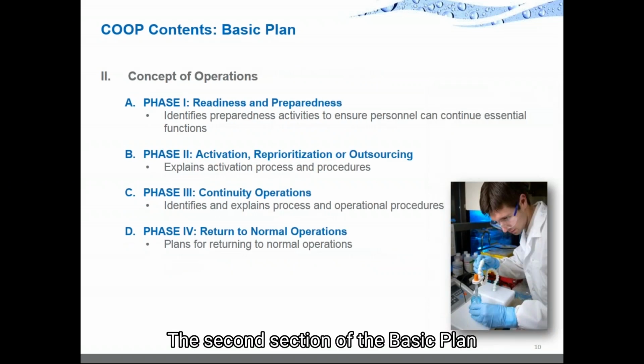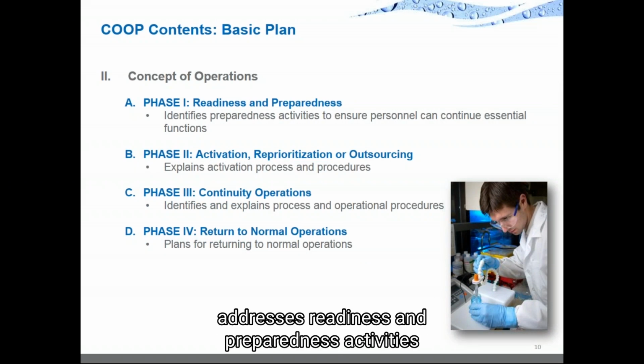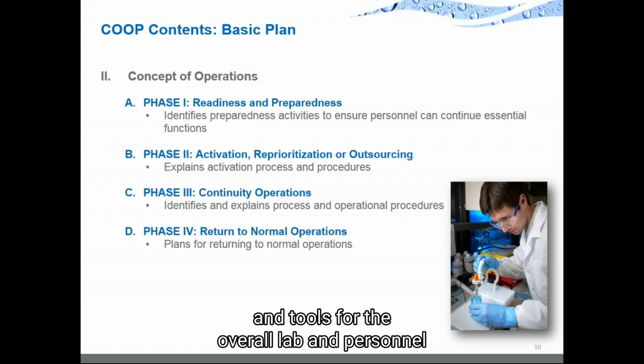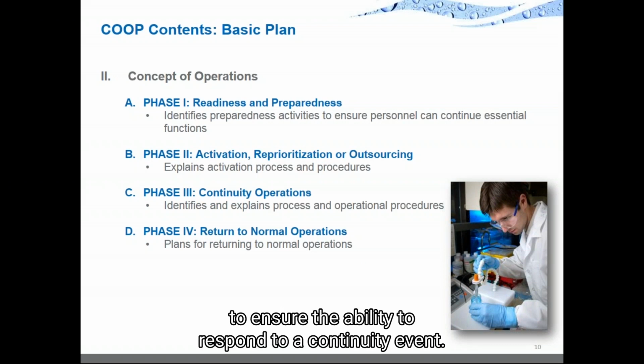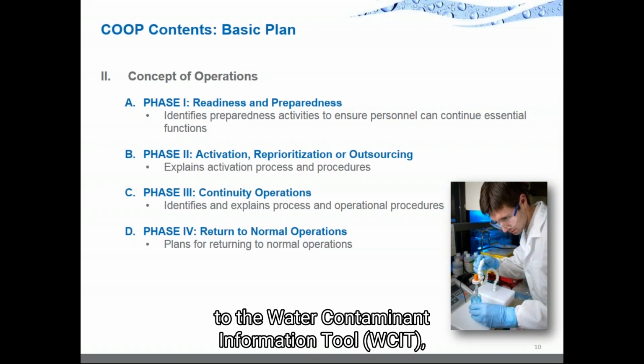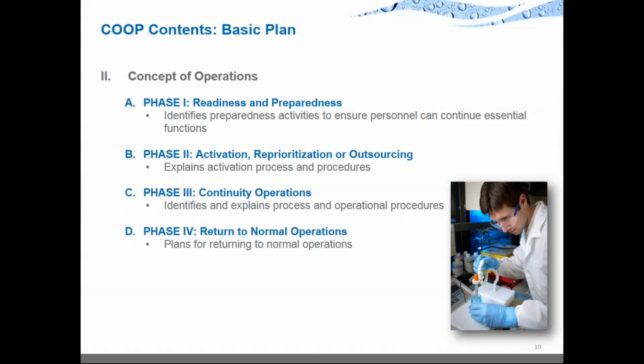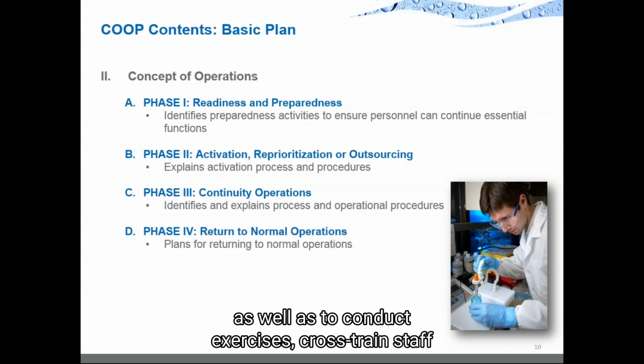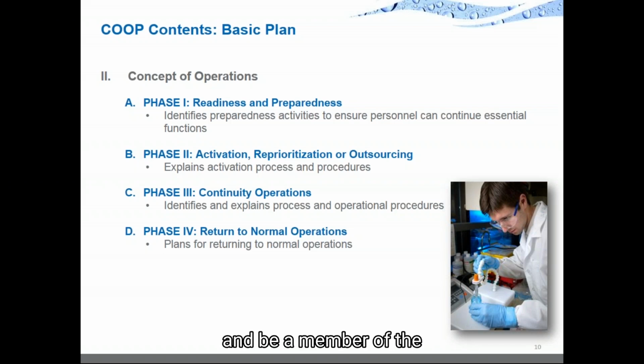The second section of the basic plan is comprised of 4 phases. Phase 1, in the concept of operations, addresses readiness and preparedness activities and tools for the overall lab and personnel to ensure the ability to respond to a continuity event. For example, the lab may incorporate access to the Water Contaminant Information Tool, WISIT, or the selected analytical methods for environmental restoration following Homeland Security events, known by the acronym SAM, as well as to conduct exercises, cross-train staff, and be a member of the ERLN and Water Lab Alliance and WARN.